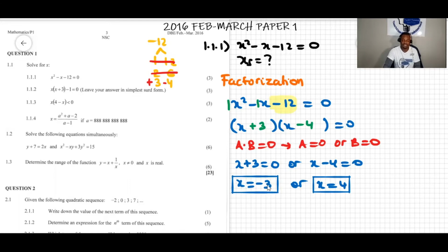It means if you sub -3 here, wherever you have x, the answer will be 0. If you sub 4 there also, you're going to get 0. You can check it yourself. You can check sometimes to make sure your calculation is correct.